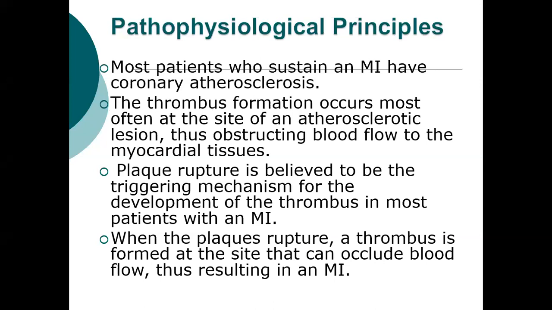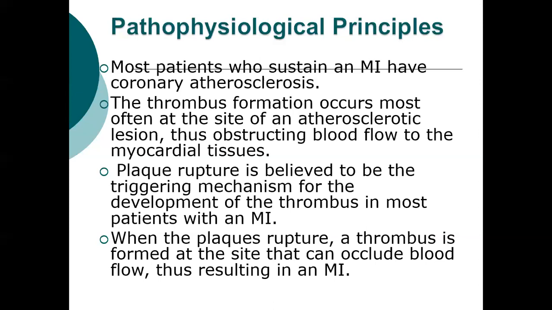Pathophysiological principles. Most patients who sustain an MI have coronary atherosclerosis. That means there are fat deposits in the coronary arteries leading to ischemic processes in the area that is supplied by the blood, hence you get an MI. Thrombus formation occurs most often at the site of the atheroma, where there is the lesion. This obstructs the flow to the myocardial tissue. When you don't have oxygen, blood supply and the nutrients that the muscle needs to work, you end up having necrosis.